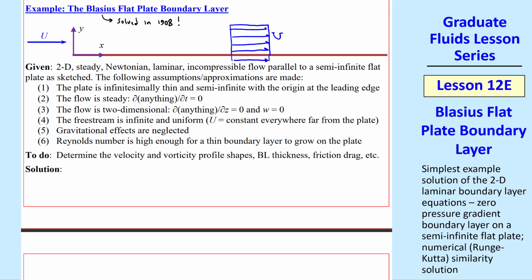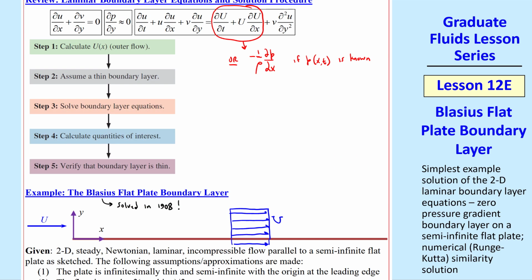As you should recall from previous lessons, any streamline can be considered a wall, so we'll take the streamline that happens to lie on this wall and pretend it's a wall. We'll neglect gravity, and we'll assume that the Reynolds number is high enough for a thin boundary layer to grow. We want to determine the velocity and vorticity profile shapes, and then other things such as boundary layer thickness, friction drag, etc. Going back to our step-by-step solution, we have these equations and this procedure.